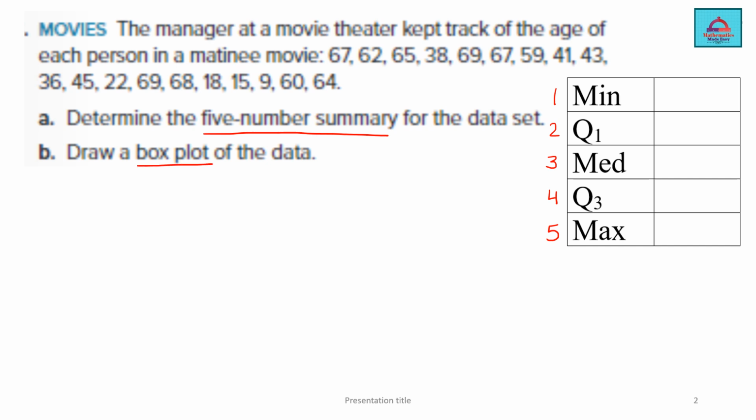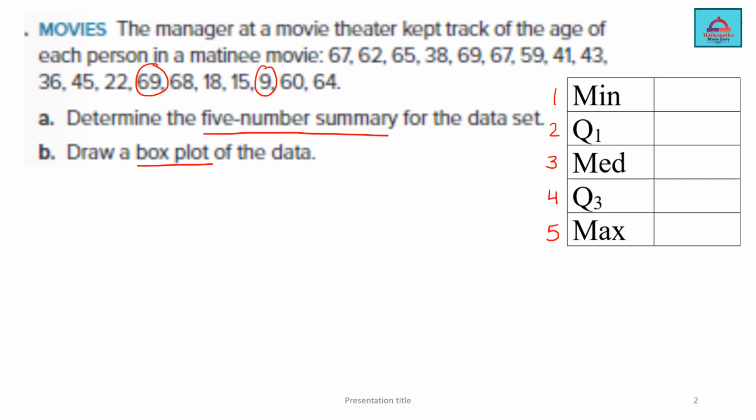So let's do it. And as usual in a statistics question, the first step when you solve the question is to arrange them in ascending order, so minimum to maximum. So search the numbers and find the minimum. I hope you can search. It's 9 and the maximum here is 69. So I'm going to arrange them in ascending order first.